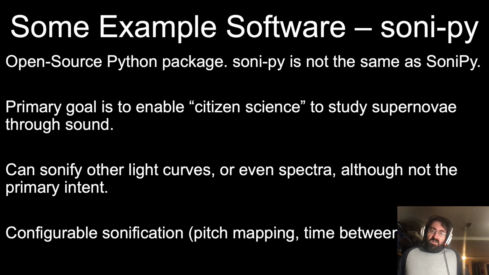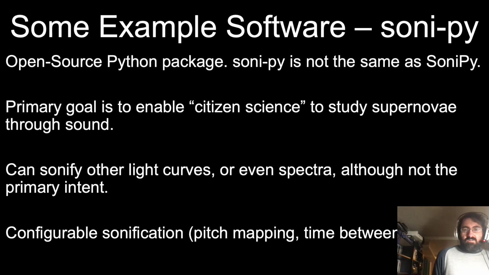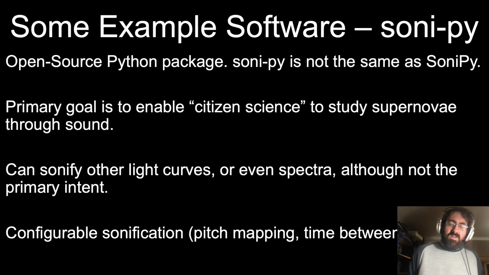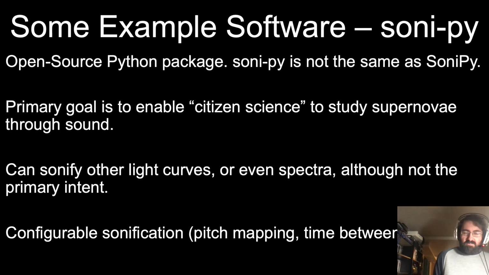Another example is software called Sony-Py, S-O-N-I-P-Y. There is actually another package called SoniPy without the dash, which is different. I'm talking about Soni-Py. This is an open source Python package. It's pretty similar to Astronomy actually in a lot of ways, although not all of the ways.